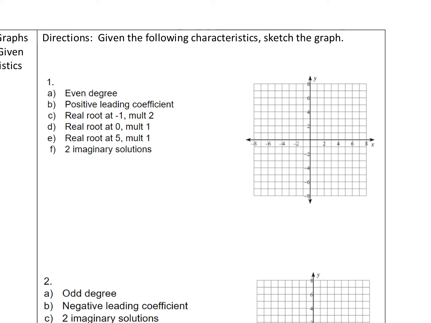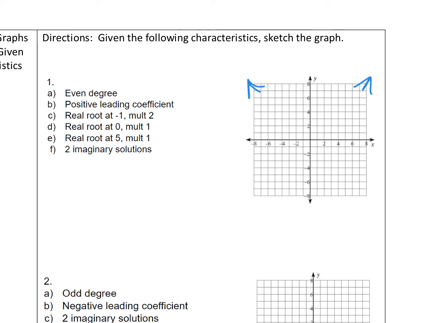Even degree, positive leading coefficient. I just need to put my arrows where they go. If it's an even degree and a positive leading coefficient, where are my left and right arrows? Up. You got it. Pay attention to that because those are going to be different for every single one of them. Make sure you get those right.